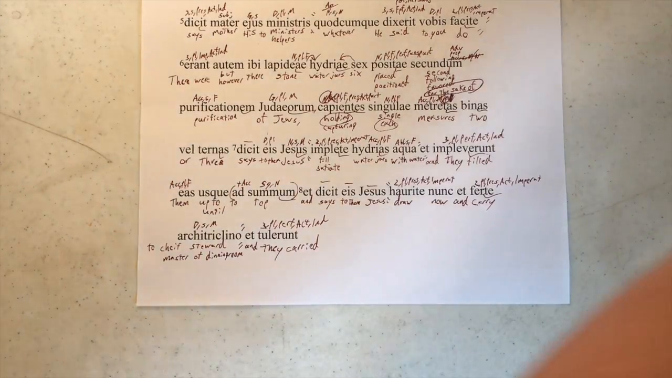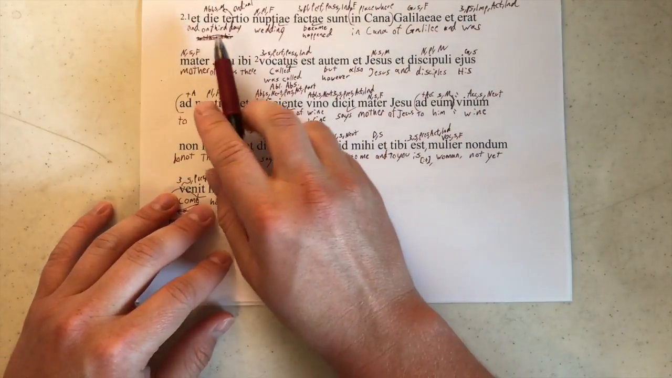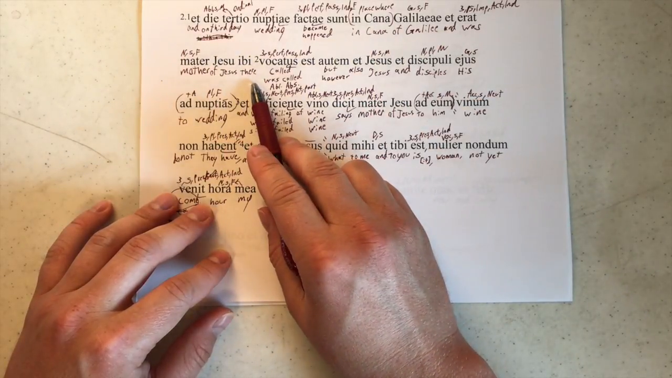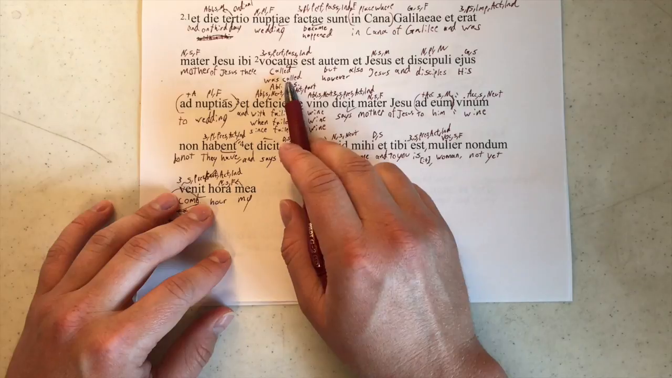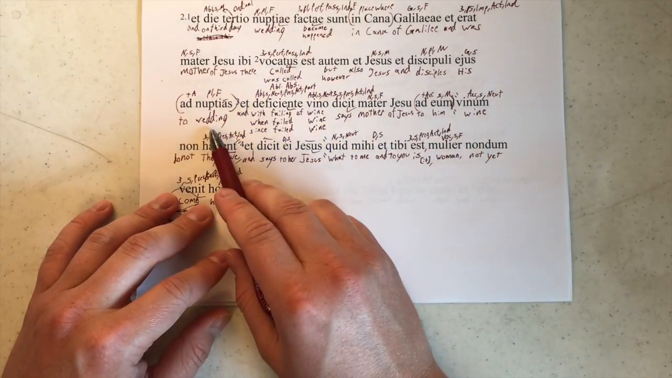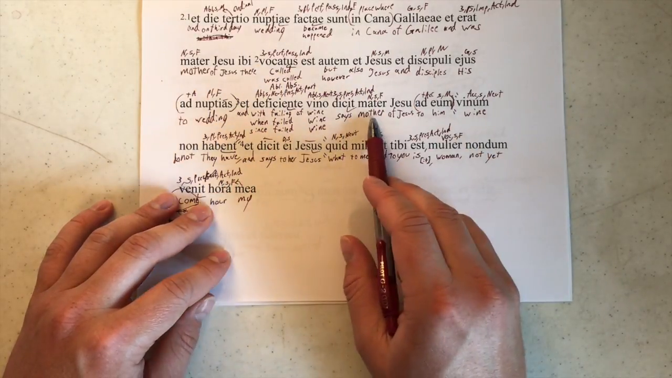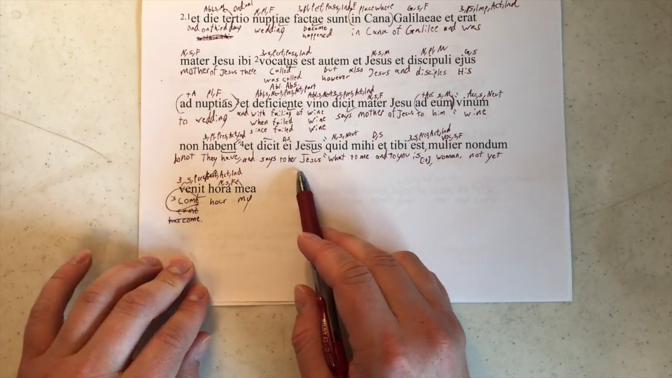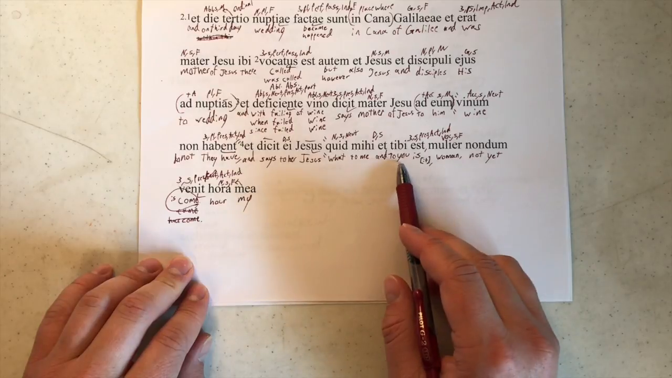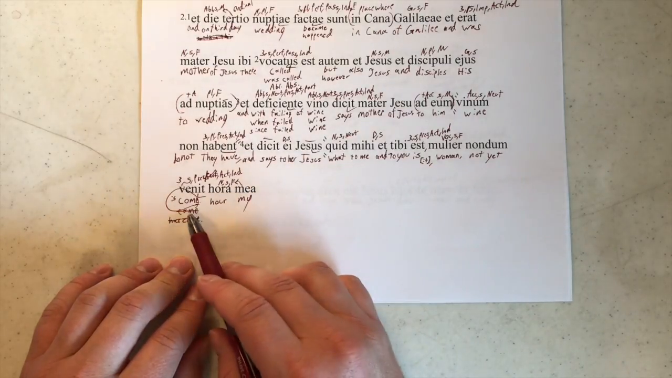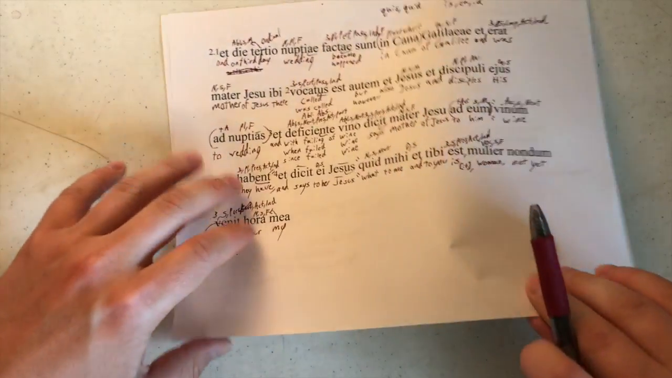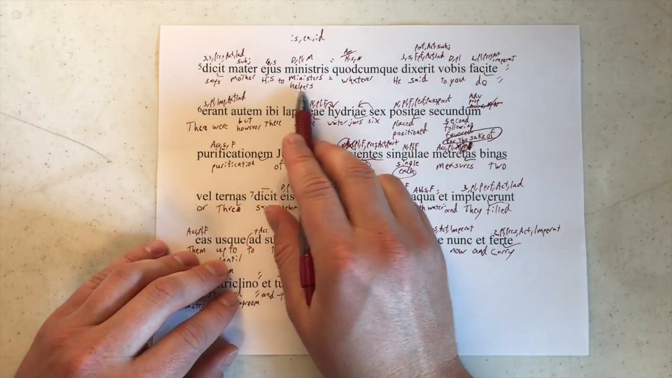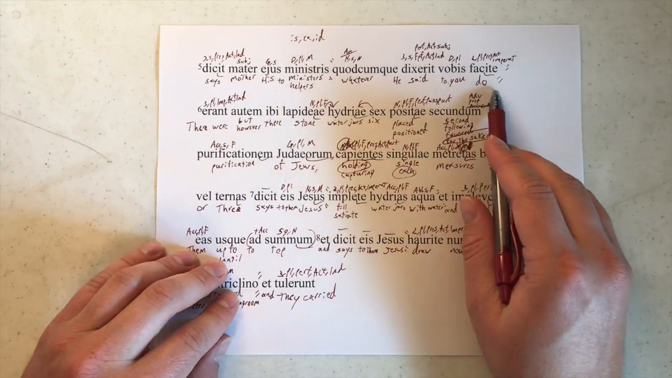Now from verse 1. On the 3rd day, wedding happened in Cana of Galilee, and mother of Jesus was there. However, Jesus also was called and his disciples to wedding. And since wine failed, mother of Jesus says to him, "They do not have wine." And Jesus says to her, "What is it to me and to you, woman? My hour is not yet come." His mother says to helpers, "Whatever he said to you, do."